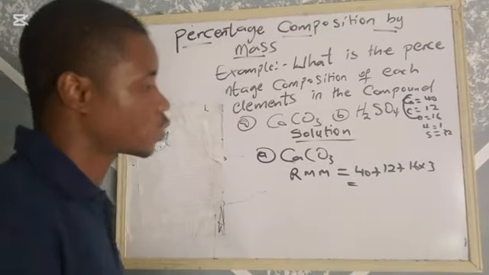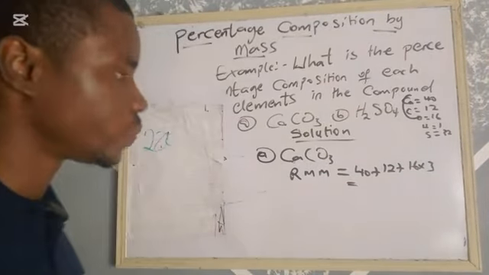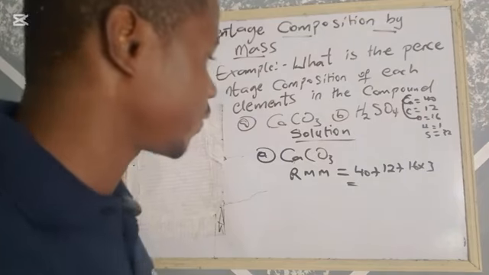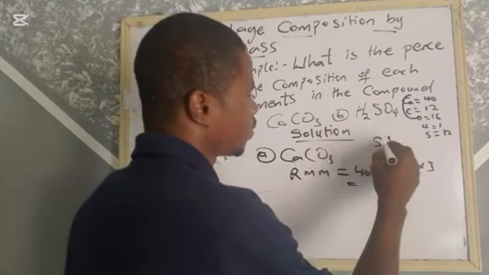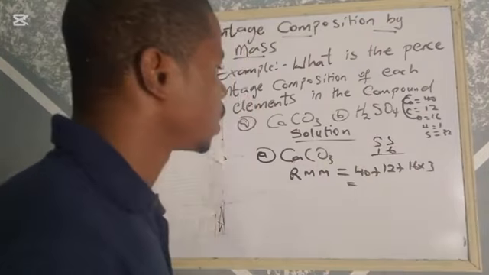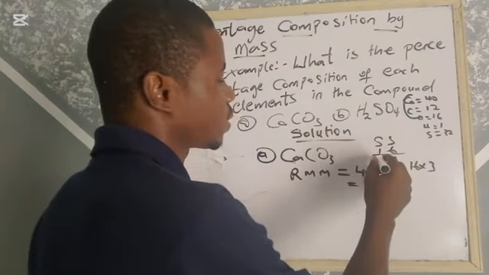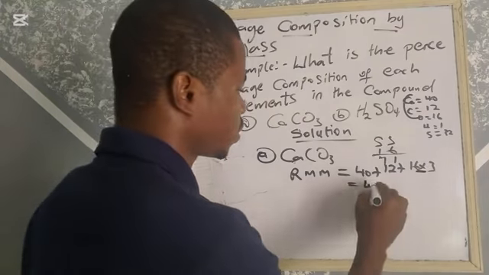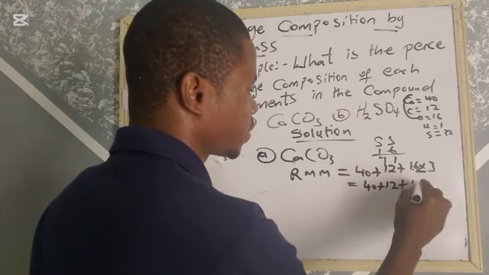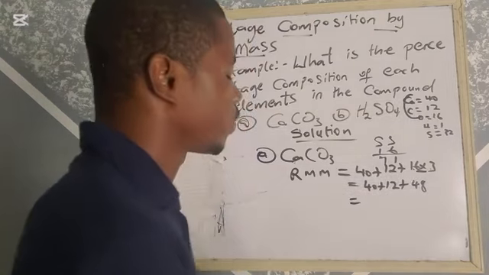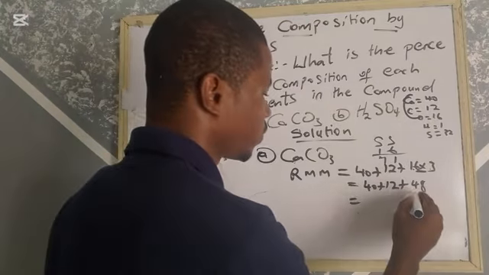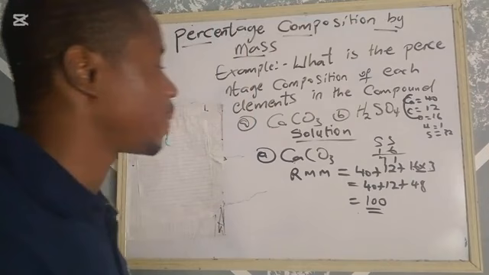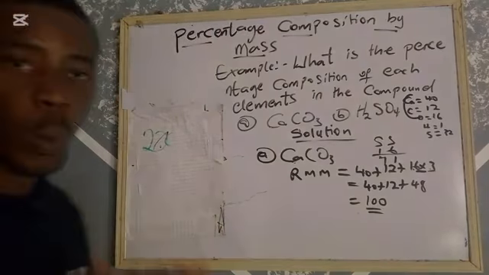If we do everything here, 12 plus 40 gives us 52. Sorry, we have not multiplied this. So we have 40 plus 12 plus, this time, 16 times 3 gives us 48. If you add everything, 48 plus 12 gives us 60, and 60 plus 40 gives us 100. So the relative molecular mass of CaCO3 is 100.